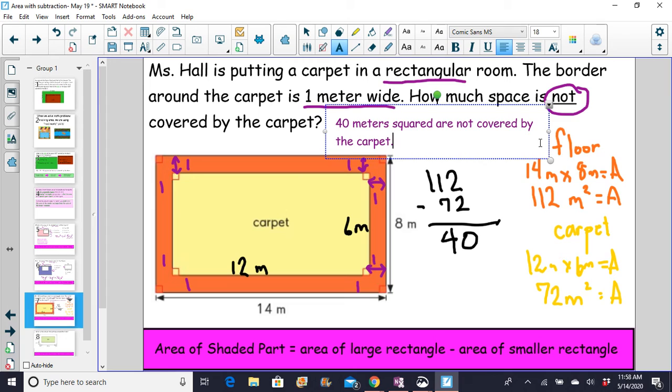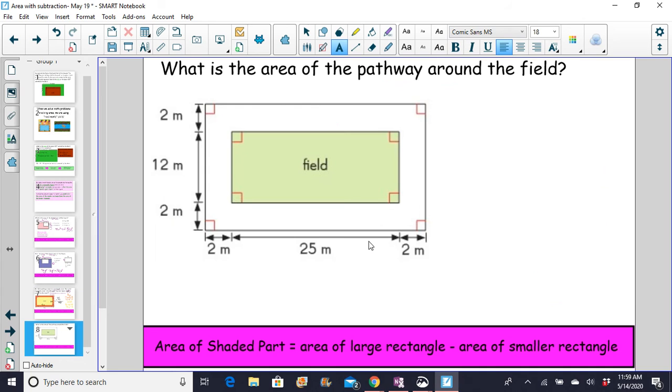We're going to try one last problem together. Okay, reminder, our steps: we decompose into separate rectangles, we find the area of each rectangle, and then we subtract. This problem is similar to the carpet problem that we just solved. We are finding the area of the pathway around the field. So just take in what's in this diagram.